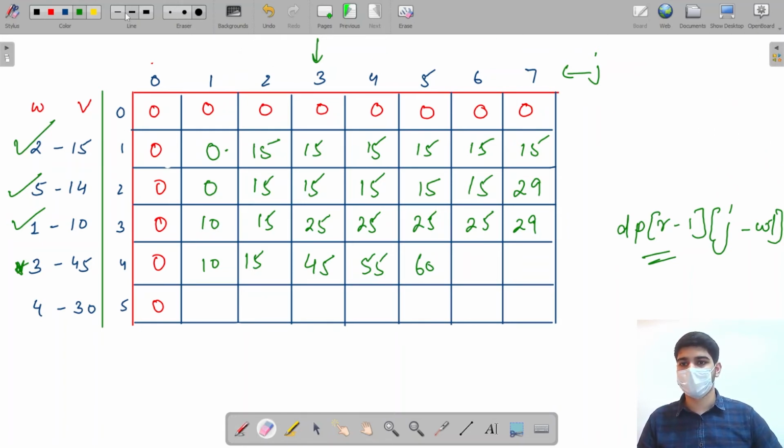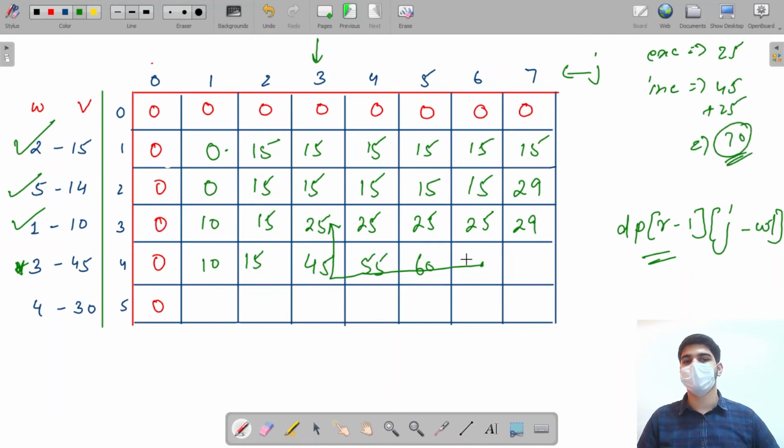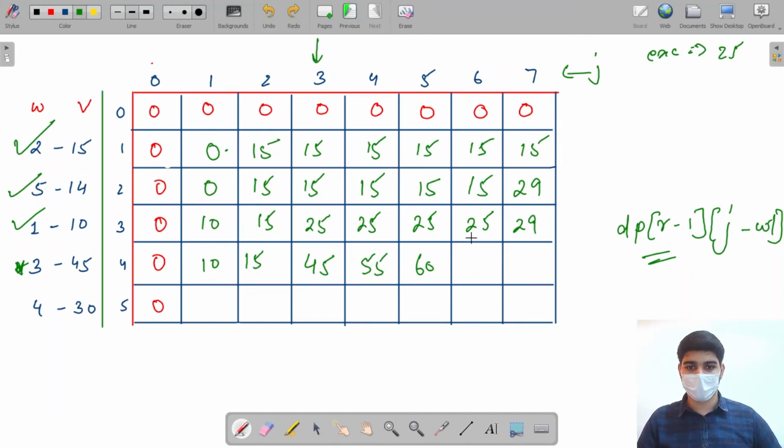So again, at this point, it's 25 versus over here, if we come, this is 25, right? So if I exclude myself, we have 25. And if I include myself at this point, I will go back 3 positions. I would check it's 25. So if I include myself, I would get 45 plus 25, which is 70. Of course, 70 wins, right? So we remove this. Yeah. So we have 70 over here, right?